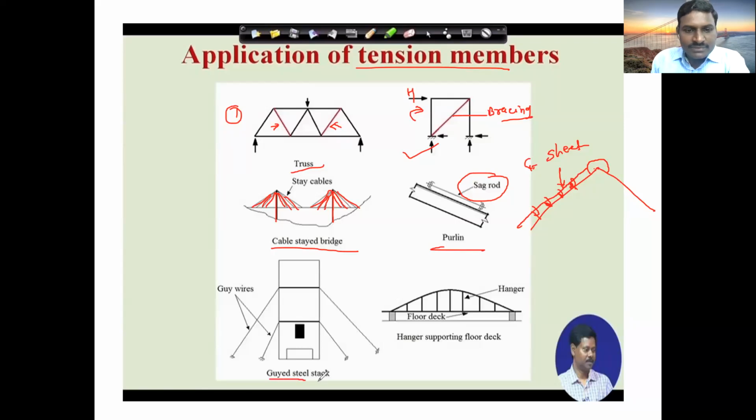Then guyed steel stacks. Guyed steel stacks means, again, have you seen these electrical poles? On the electrical poles the cables are transmitted. So for these electrical poles we are supporting them like this. Have you seen?